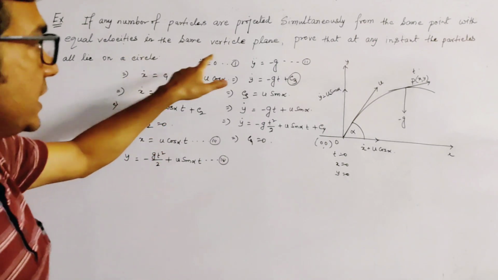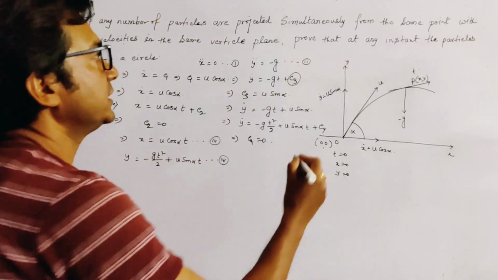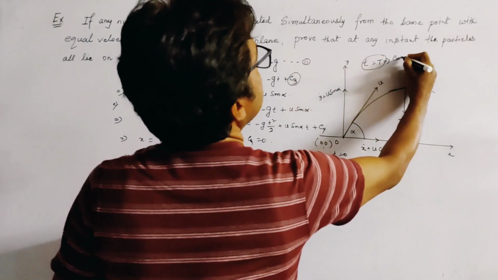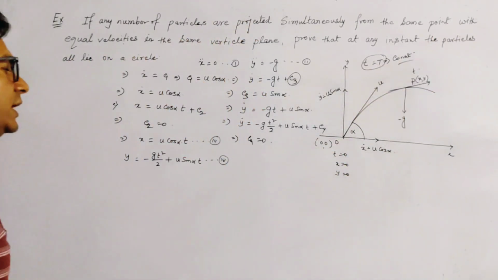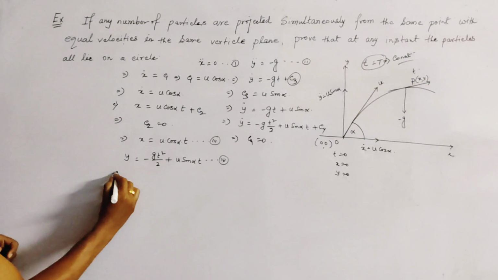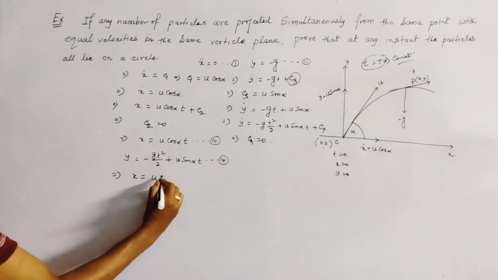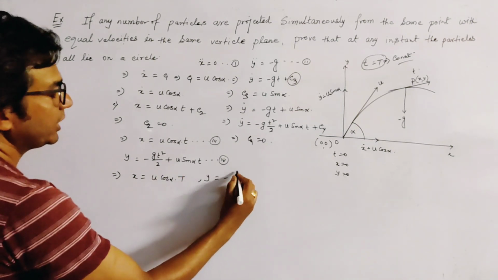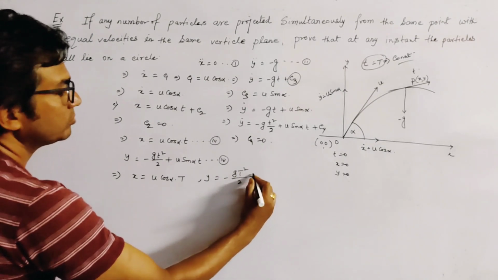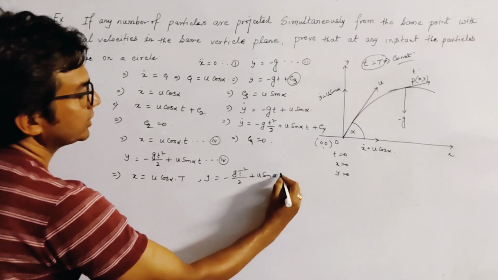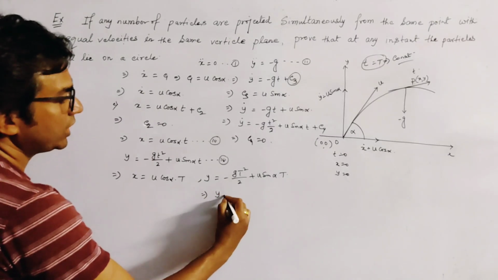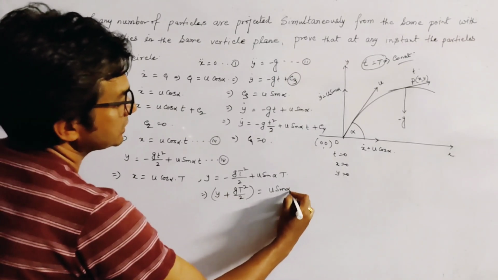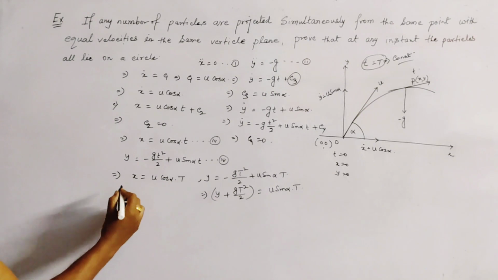Here it says that at any instant, let the instant be t equal to capital T. Then capital T must be constant, and we put small t equal to capital T. Then from 3 and 4 we get x equal to u cos alpha into capital T, and y equal to minus g T square by 2 plus u sin alpha into capital T. And this relation gives y plus g T square by 2 equal to u sin alpha into capital T. Right?